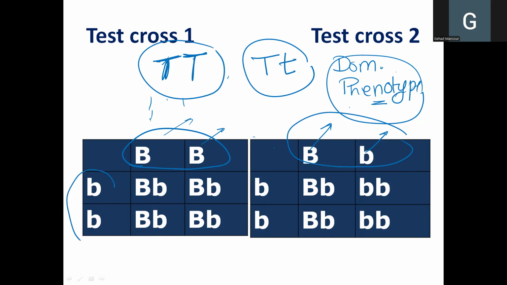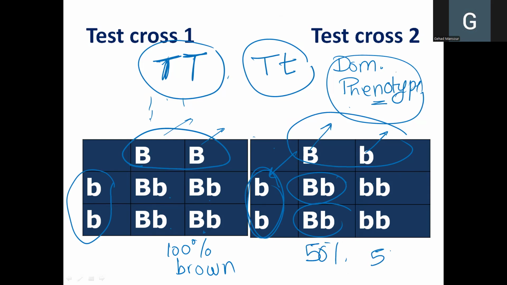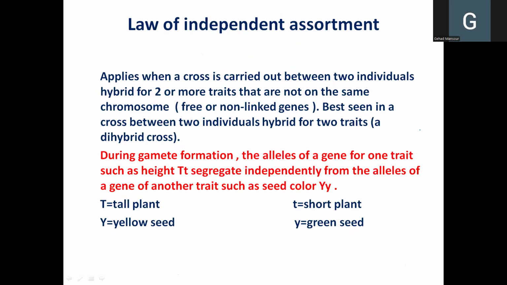So if you get married to a blue-eyed individual and you get all the offspring brown-eyed, 100% brown-eyed, then you're definitely dominant. But if you get married again to a recessive individual and 50% of your kids are brown-eyed while 50% are blue-eyed, then you are definitely hybrid.